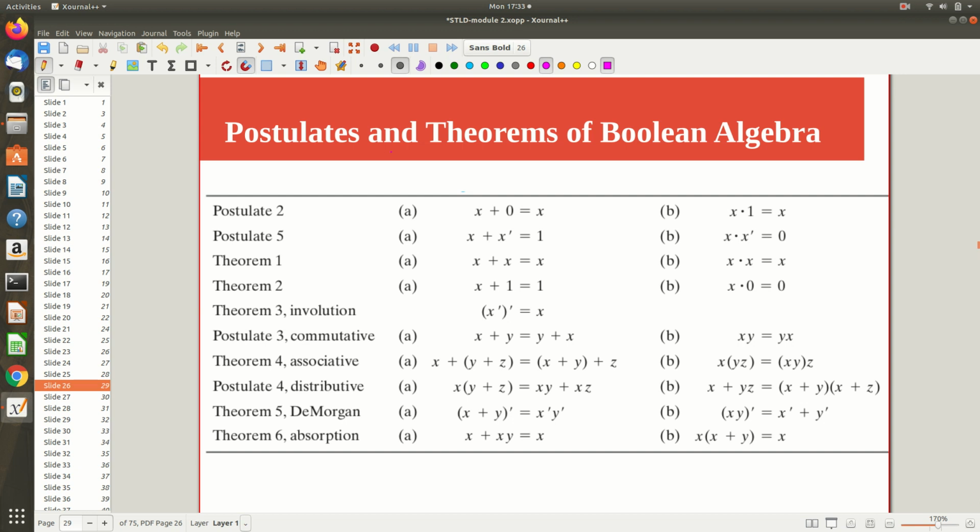So that is the next topic we are going to discuss, and at that time these theorems and postulates are going to help you minimize a bigger Boolean algebraic expression. Maybe you saw the same thing in propositional logic also, like the conjunctive normal form, disjunctive normal form, and then their minimization. Okay, if you don't know, leave it. That is what we are going to see.